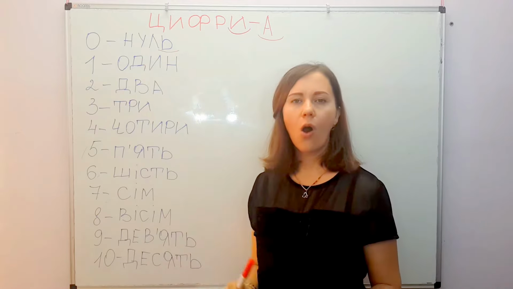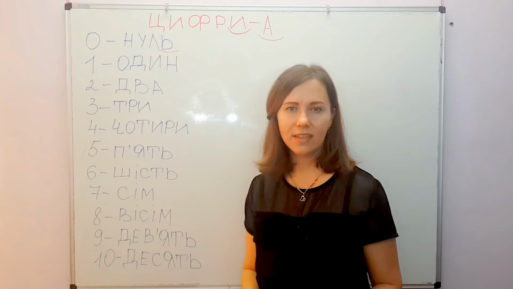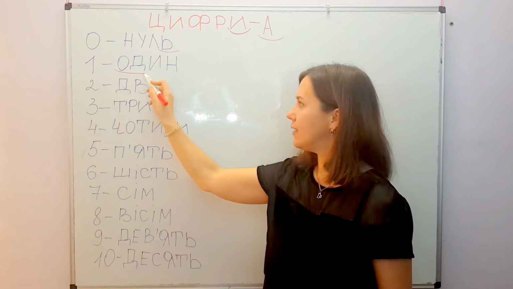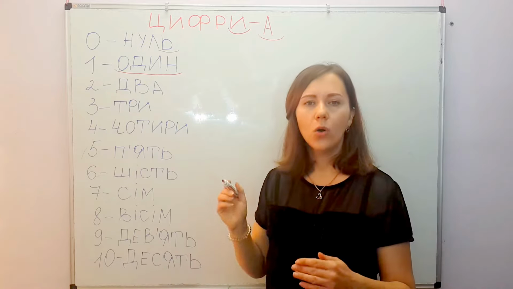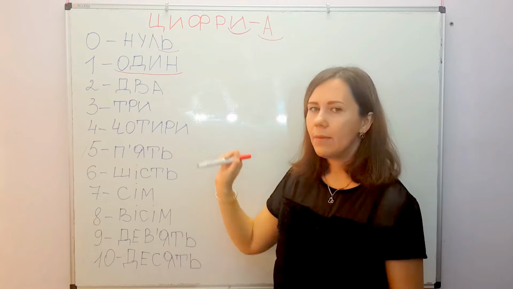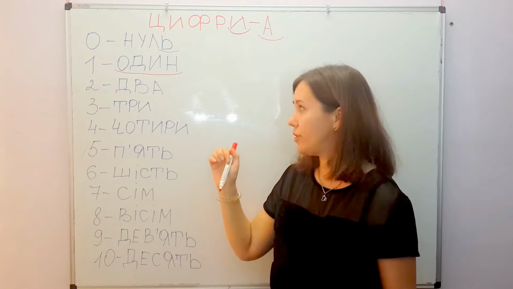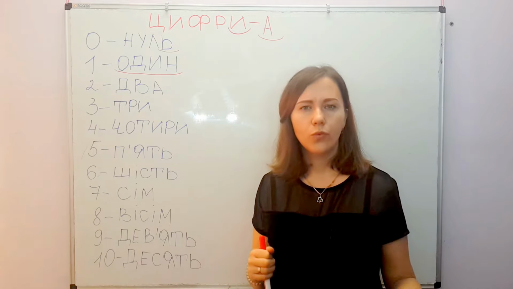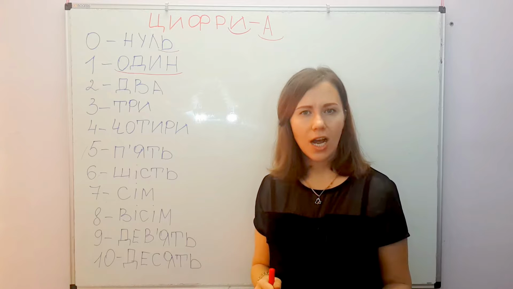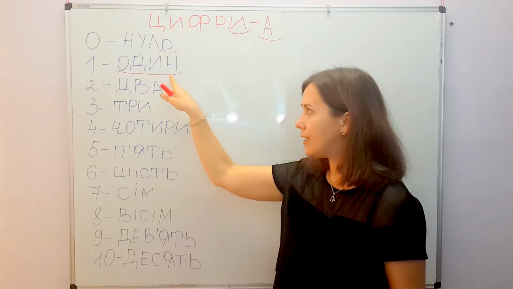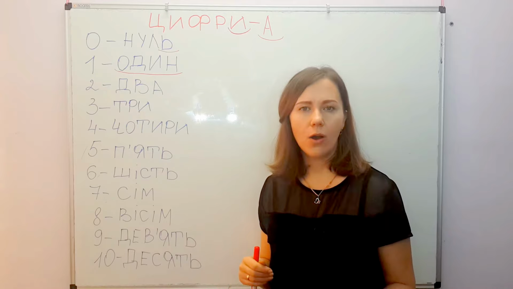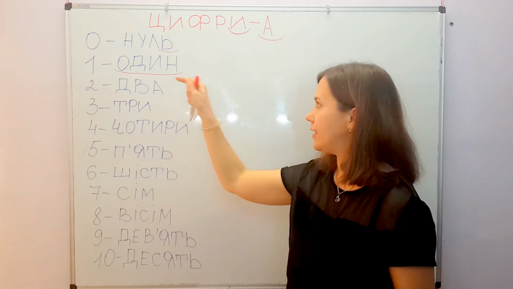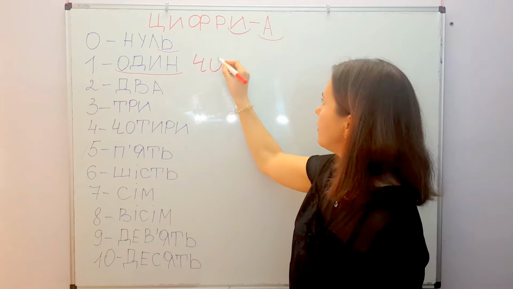Один. One. So here is that один we use when we count, like один and then два, три. But if we have a noun which we use together with one, for example, one mother, one woman, one man, one child, then we change один according to the gender of our nouns. For example, for the masculine gender, we use один. Один чоловік, one man.